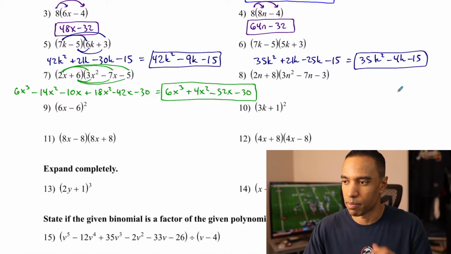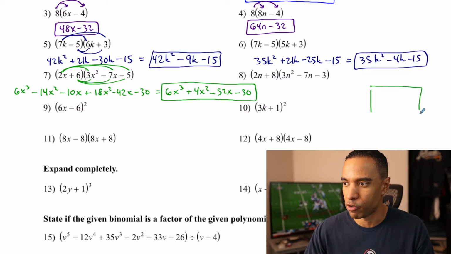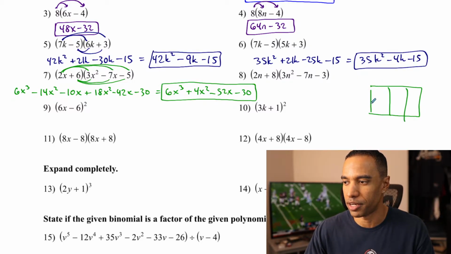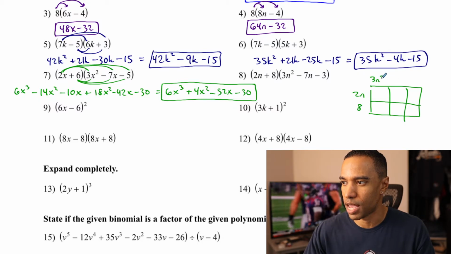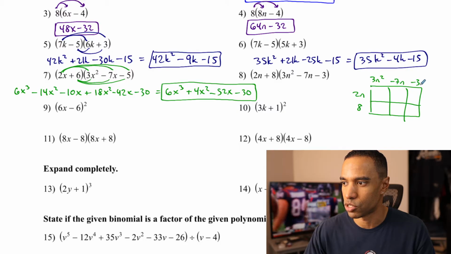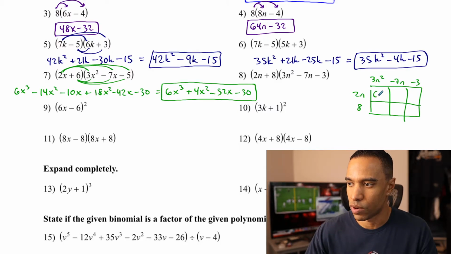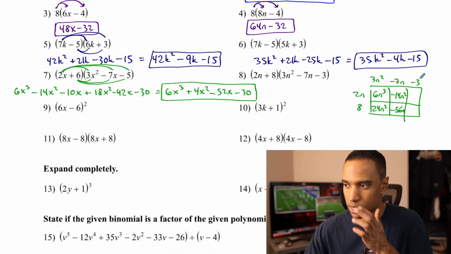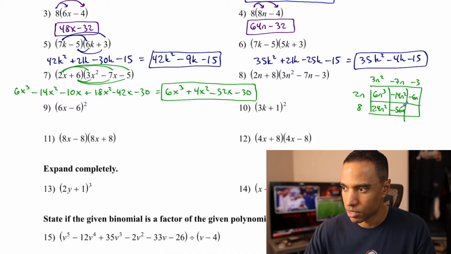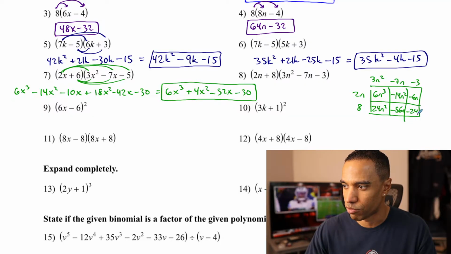Now this next problem I'll do the same thing. I will show a 2x3 grid this time if you prefer this once the values get a lot bigger here. I can multiply 2n plus 8 with 3n squared minus 7n minus 3. 2n times 3n squared is 6n cubed, kind of like the last one. 8 times 3n squared is 24n squared. 2n times negative 7n is negative 14n squared. 8 times negative 7n is negative 56n. 2n times negative 3 is negative 6n. And 8 times negative 3 is negative 24.